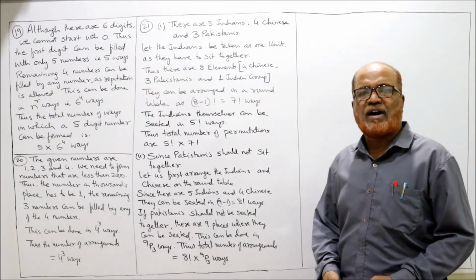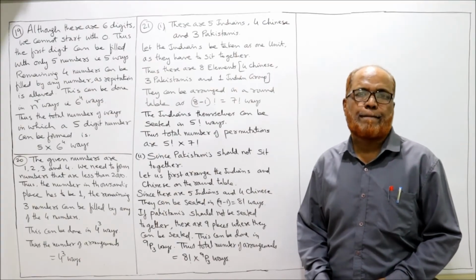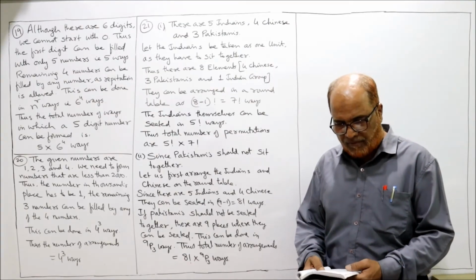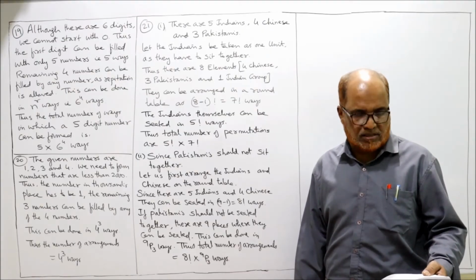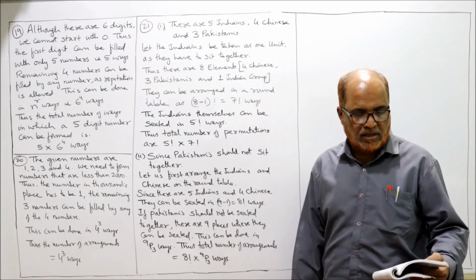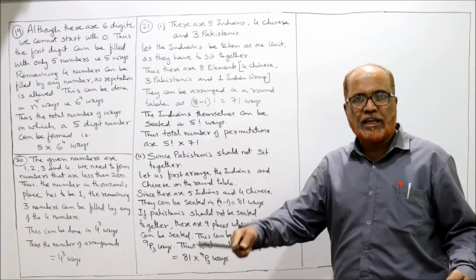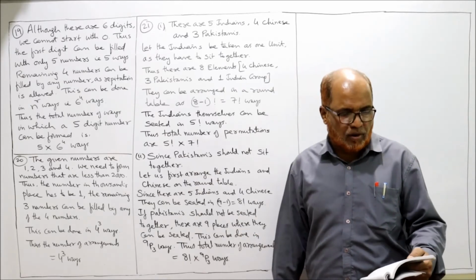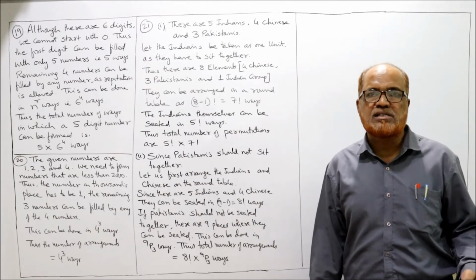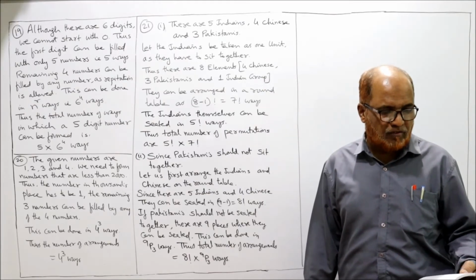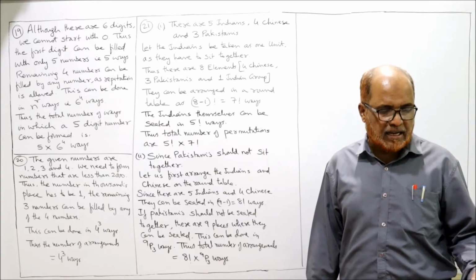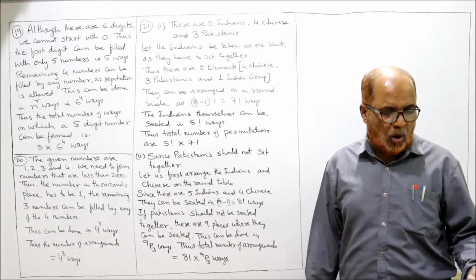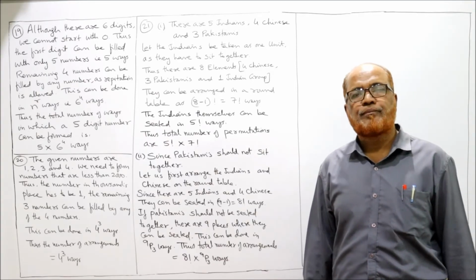Now the last and final problem on permutation is the 21st problem. There are 5 Indians, 4 Chinese and 3 Pakistanis at a round table. The arrangement has to be made for 5 Indians, 4 Chinese and 3 Pakistanis. Total number of persons is 12. Find the number of ways in which seating arrangements can be made such that all Indians sit together.